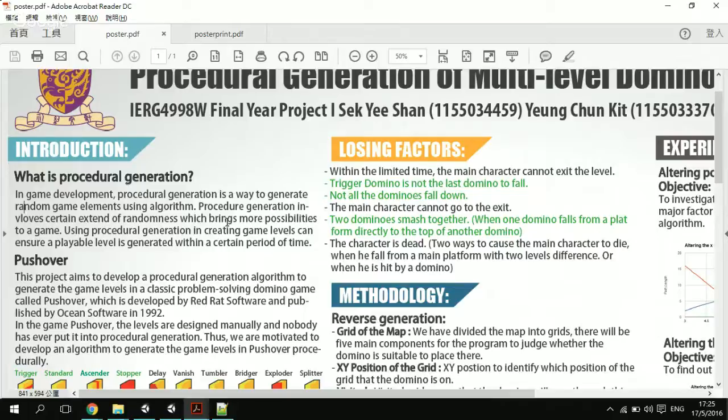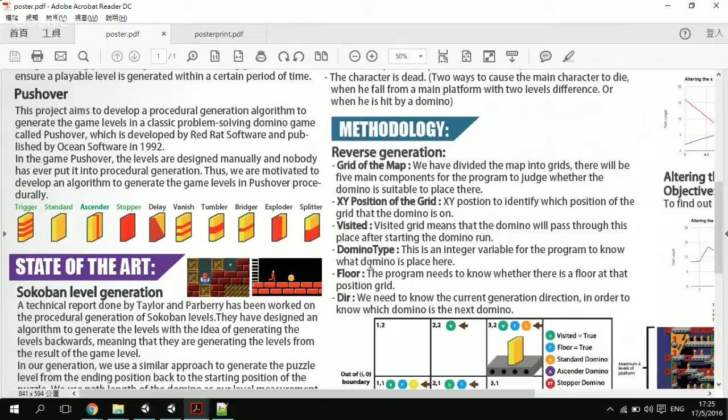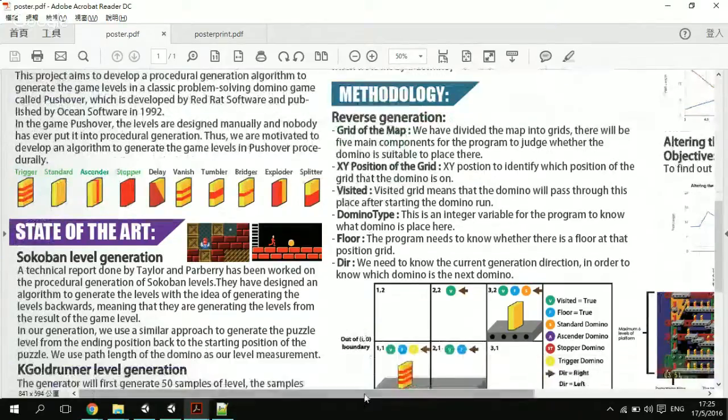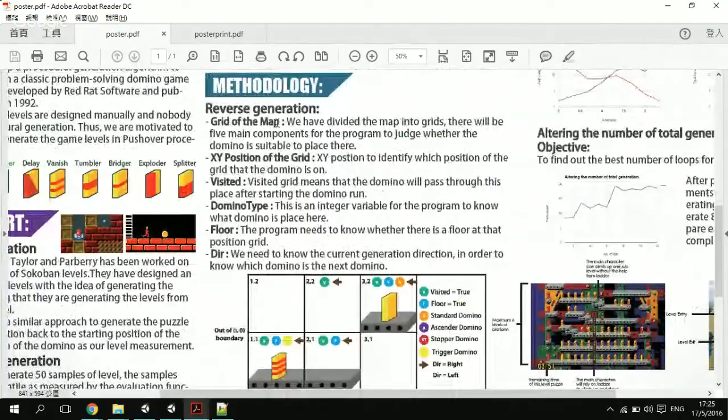Pushover is a card game which requires the user to rearrange the domino pieces in the correct order, such that the player can push all the dominoes down with only one push. And the methodology we implemented last semester in generating the domino level is reverse generation order. What is reverse generation? It means that we generate the last domino piece first and then generate back to the beginning of the domino pieces.